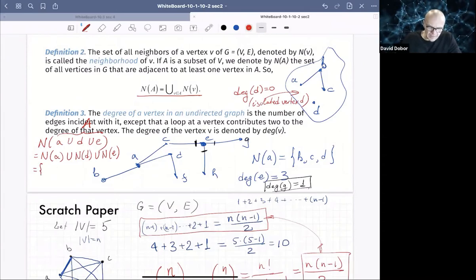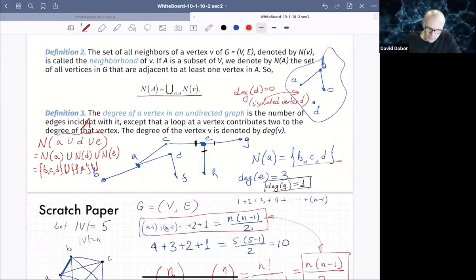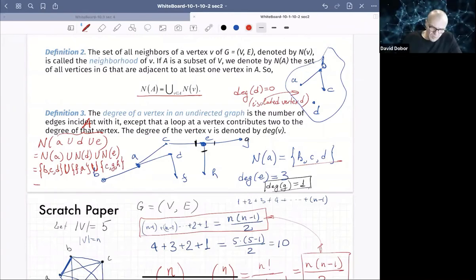What's the neighborhood of vertex A? We just found it here. It's B, C, and D. What's the neighborhood of vertex D? It's A and F. And what's the neighborhood of vertex E? C, G, and H. So what's the answer then? What's the neighborhood of this set A?